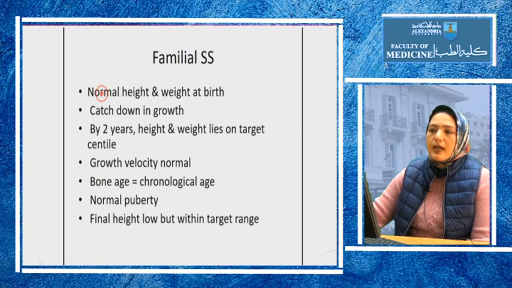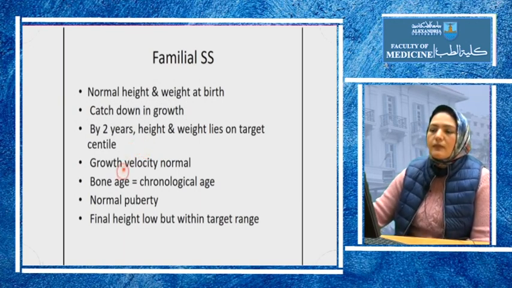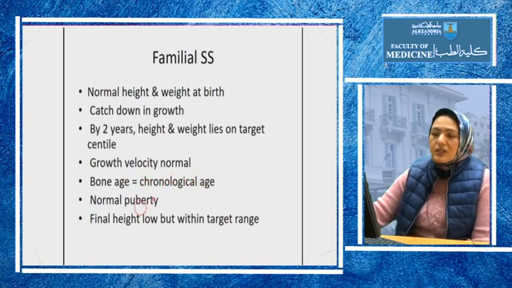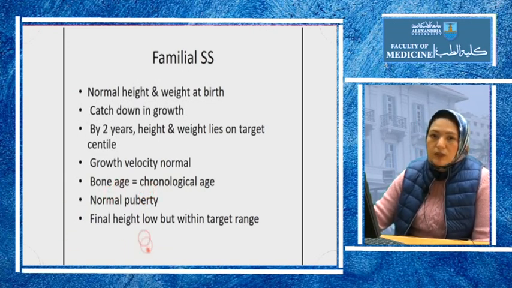The patient usually has normal height and weight at birth, but later on he has catch-down growth. Although there is a normal growth velocity, by the age of 2 years the height and weight lie on the target centile, and after that the patient remains below the third percentile for the normal population. The bone age of the patient is equal to the chronological age. There is no affection of skeletal maturation. The patient attains normal puberty. However, the final height of this patient will be low, but within the target range for his family.